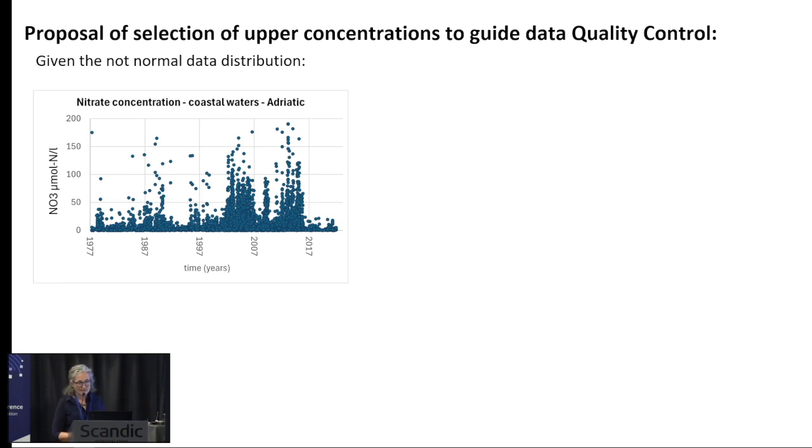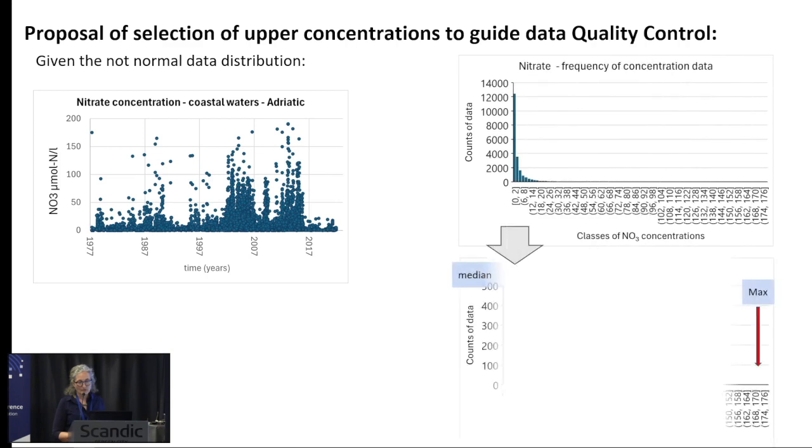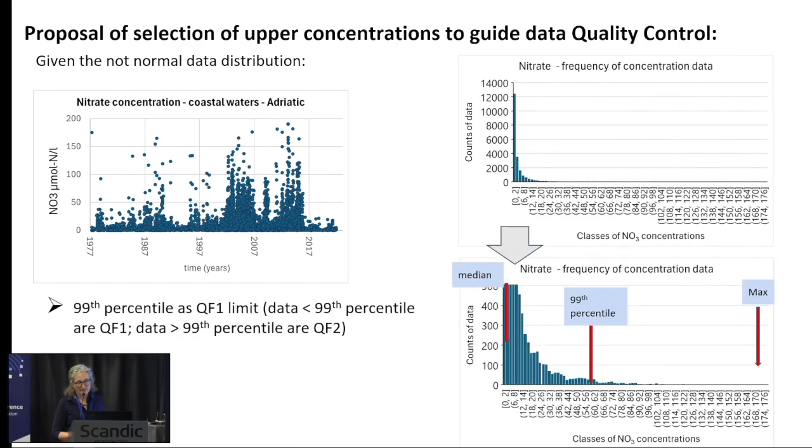Taking into account that the data distribution is not normal, we propose to use non-parametric statistics. So we used the 99th percentile of data as a limit for the quality flag 1, and the maximum of all data encountered in these data sets as the quality flag 2, which, according to the CDataNet standards, is the limit between probably good and probably bad data. And data above the maximum are considered as probably bad. We are still working on this.